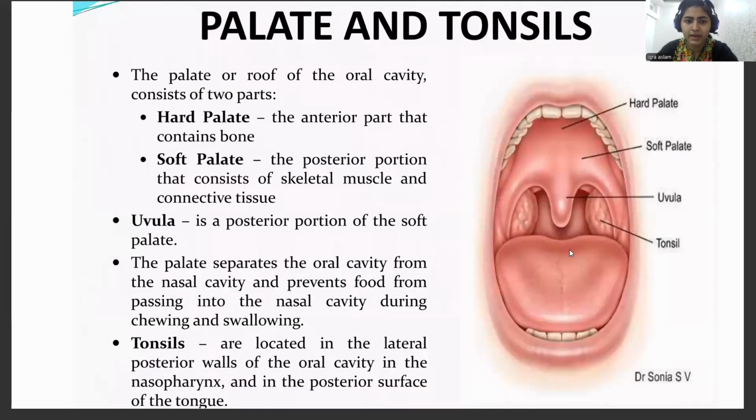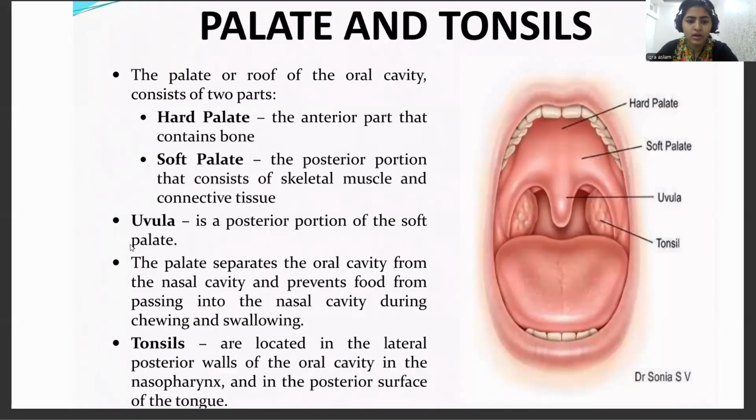We have two types of palate present in our oral cavity, which are hard palate and soft palate. If we come to the hard palate, it is the anterior part that contains bone. As you can see here, if you touch your tongue upside, you will feel the hard palate, and then beneath it, we have the soft palate.